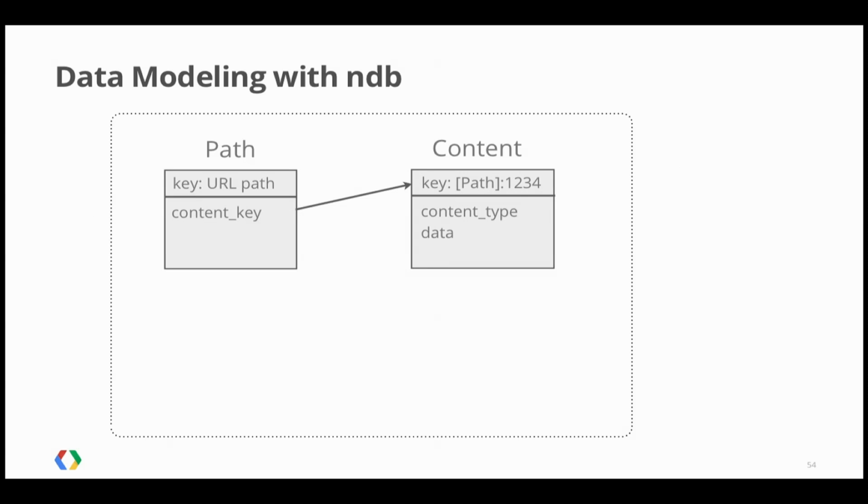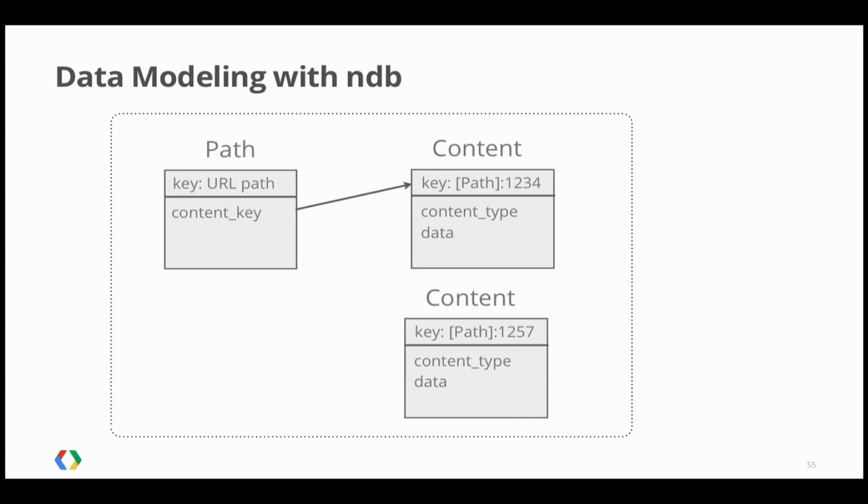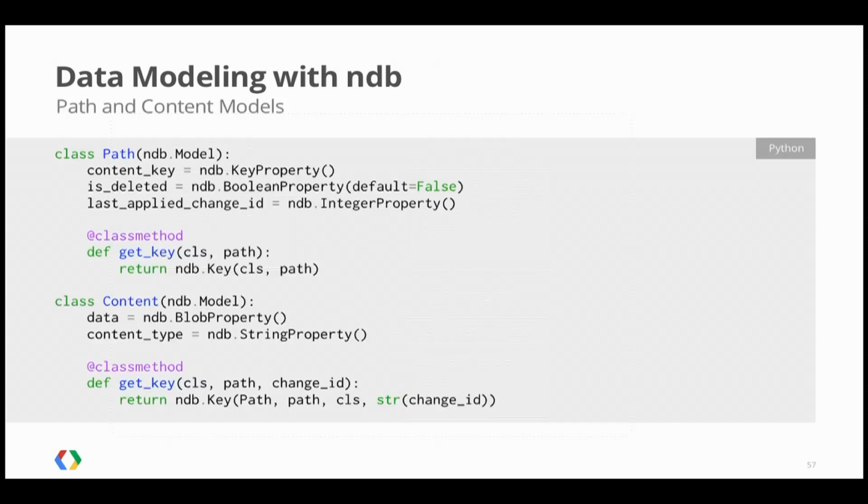Here's your entity group. It's pointing to the old content. New content comes in, and then in a single transaction, we can flip that pointer and delete the old content all at the same time to make sure that that's guaranteed to work together in a single transaction. Here's the model for that. Not a big deal.